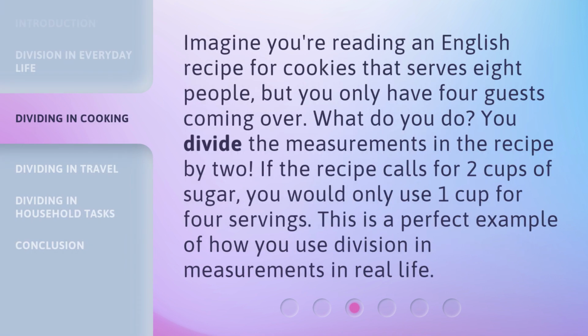Imagine you're reading an English recipe for cookies that serves 8 people, but you only have 4 guests coming over. What do you do? You divide the measurements in the recipe by 2. If the recipe calls for 2 cups of sugar, you would only use 1 cup for 4 servings. This is a perfect example of how you use division in measurements in real life.